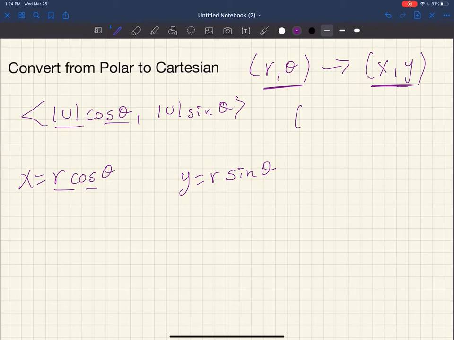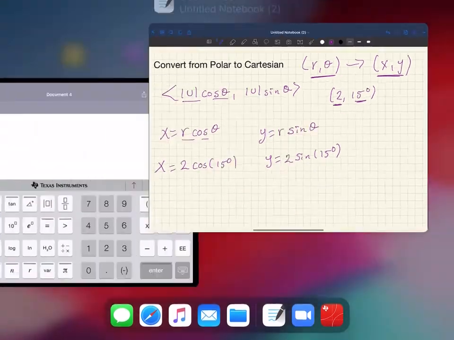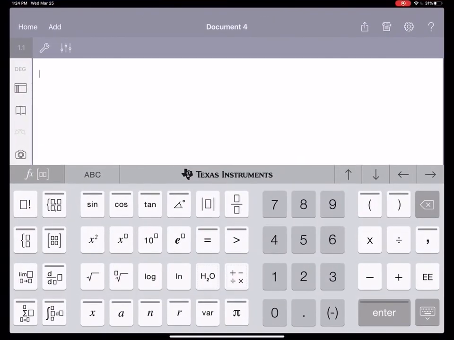Let's look at a specific example like (2, 15°). So this is your r and this is your θ. All you have to do is plug them into your equations. x equals 2 times the cosine of 15 degrees. y equals 2 times the sine of 15 degrees. Get your calculator. Make sure your calculator is in degrees. And then 2 times the cosine of 15.